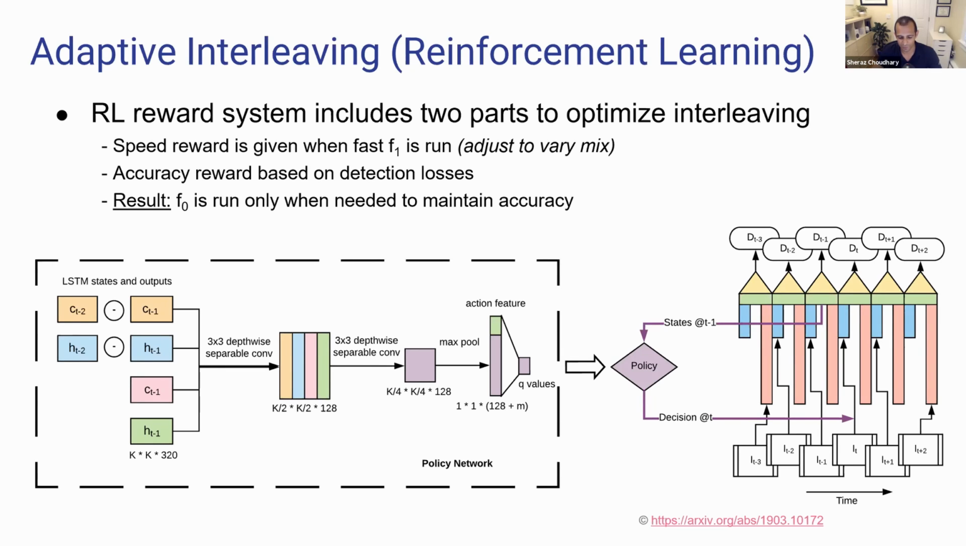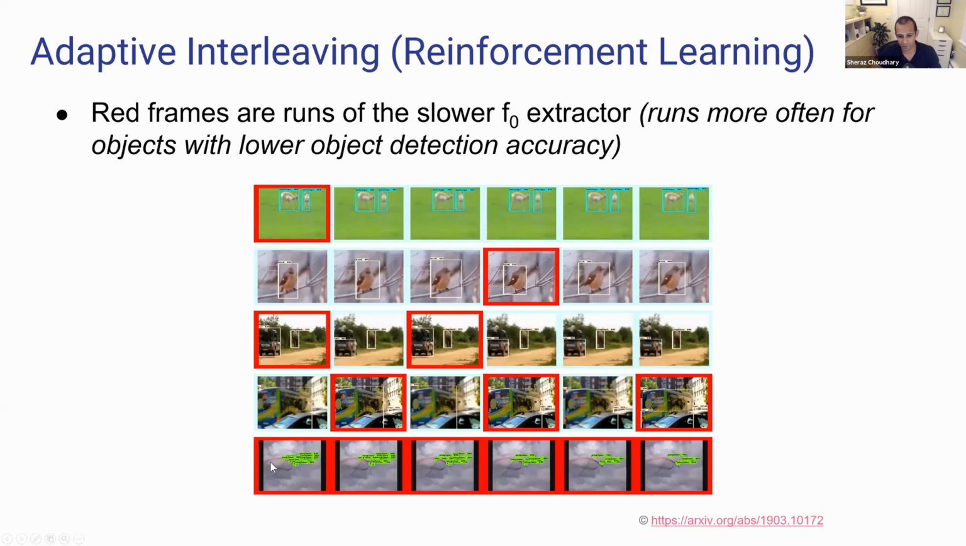The result is that the large model is only run when needed to maintain accuracy. So here's a graphical representation of this. In the top row, you can see that the deers are fairly well recognized. The detection confidence is not dropping. Therefore, the red frame is the one where the large model runs. So it's only run once, and then the small model continues the accuracy.